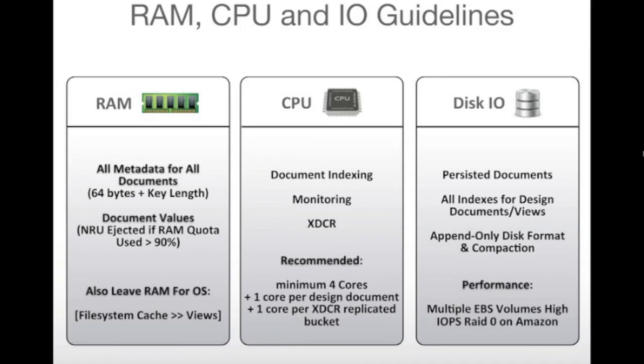And then for disk I/O, obviously all documents are persisted to disk, and all our indexes are also on disk. We also have an append-only disk format, and so periodically, based on fragmentation, we will do online compaction while Couchbase server is up. It'll compact and minimize our disk usage through online compaction. For performance, if you're on Amazon, you're going to want multiple EBS volumes, maybe a RAID 0 striping with multiple EBS volumes. High IOPS is also great for higher performance.